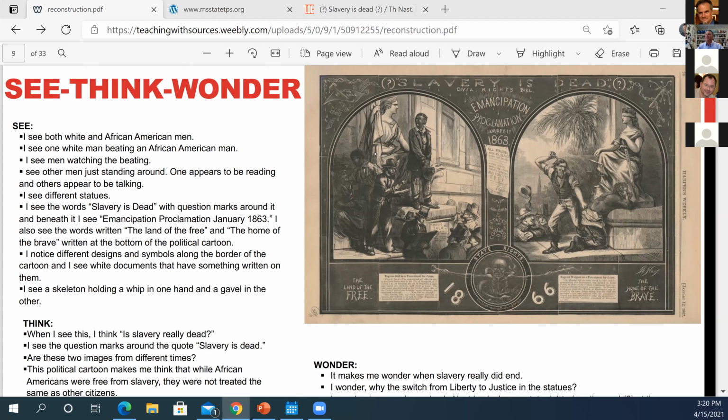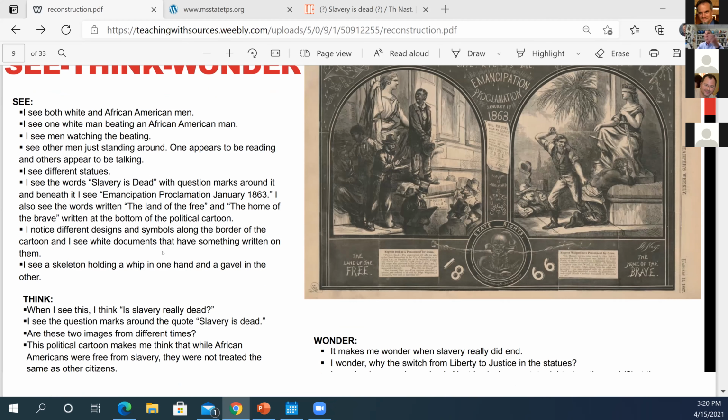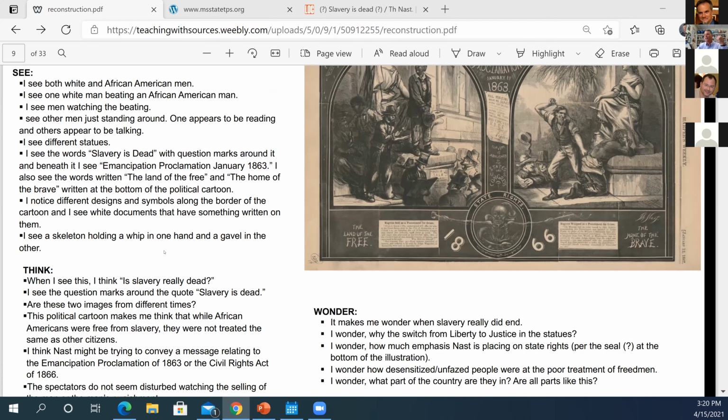They notice the different designs and symbols. You've got an auction gavel here. You've got a whip here. And then you've got these typical American symbols of justice and liberty, liberty on the left and justice on the right. Got the skeleton they pointed out, the states' rights skeleton. And again, on this side, he's at auction, the gavel on the right side, he has the whip. And then when I see this, I think, is slavery really dead? I see the question marks. Are these two images from different times? And remember that because it's going to come up in a minute.